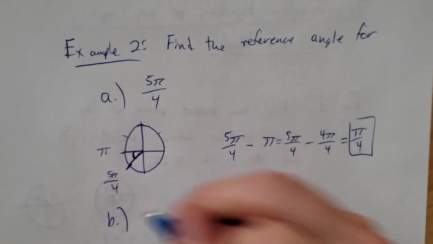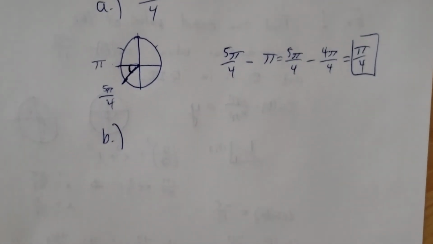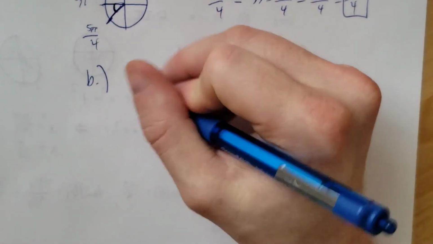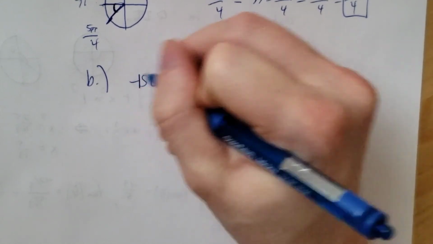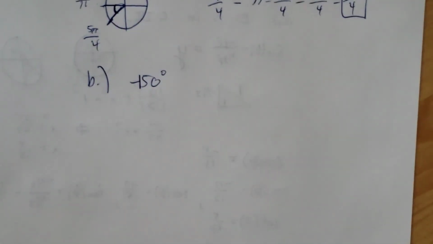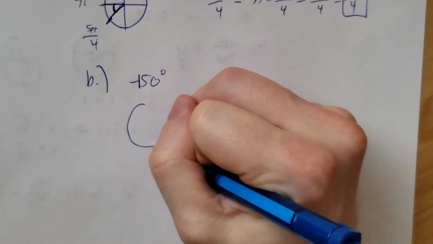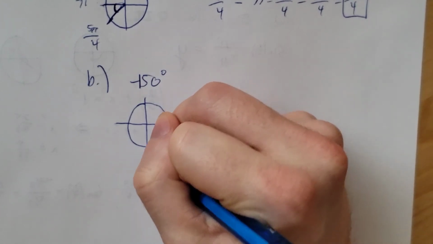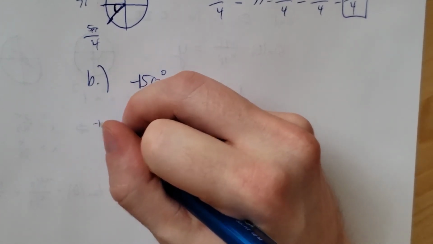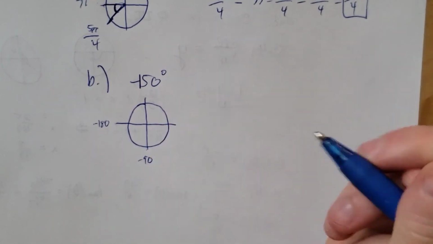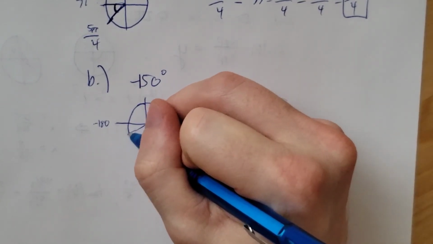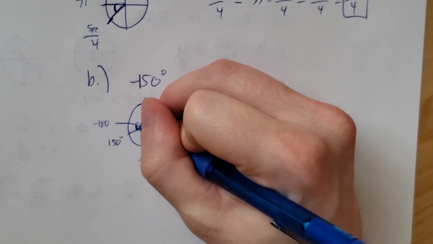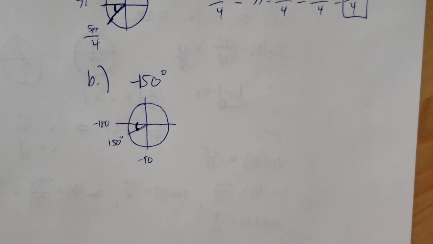We'll do a second example, real quick. And that is negative 150 degrees. Well, let's draw the picture again. If we go down this way, that's negative 90. Here is negative 180. So negative 150 is about here. Again, we're in the third quadrant. So again, this is our reference angle.